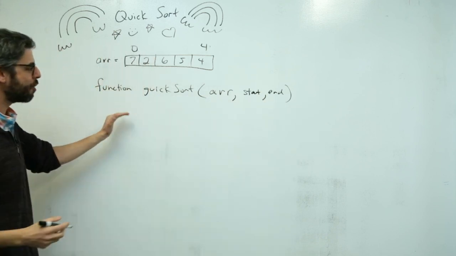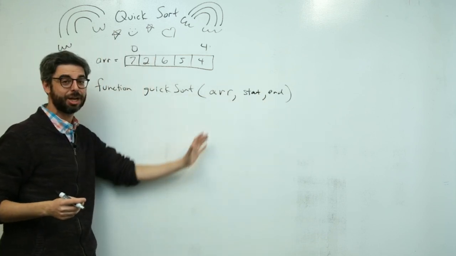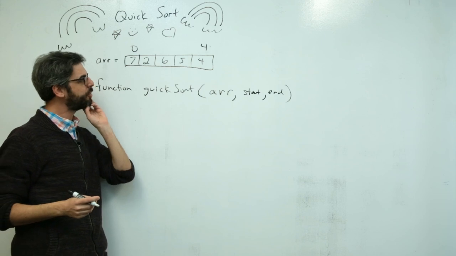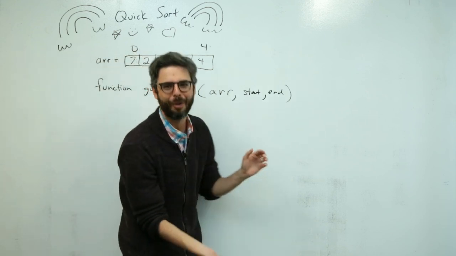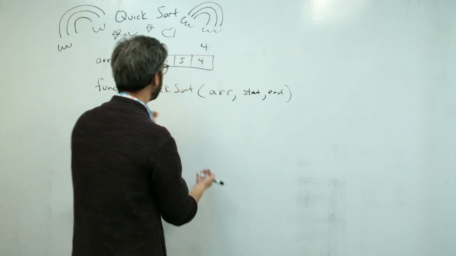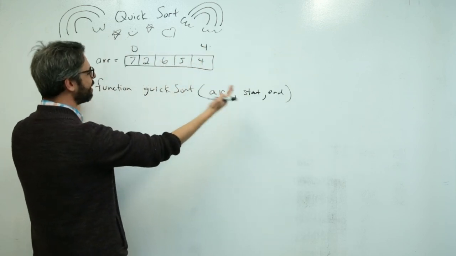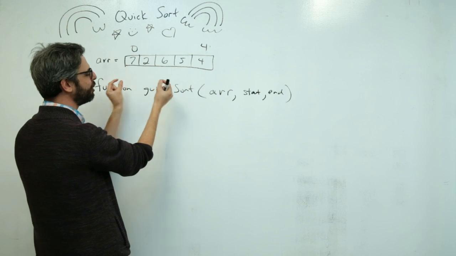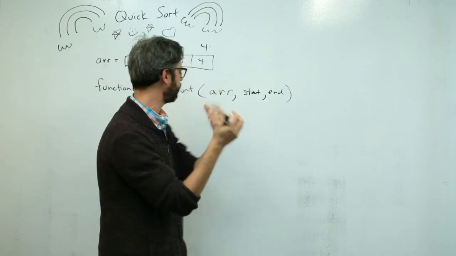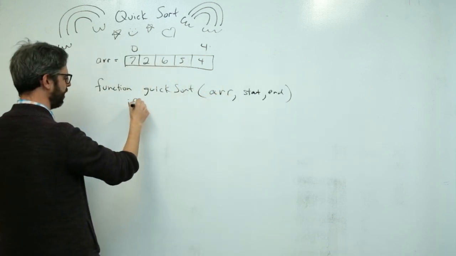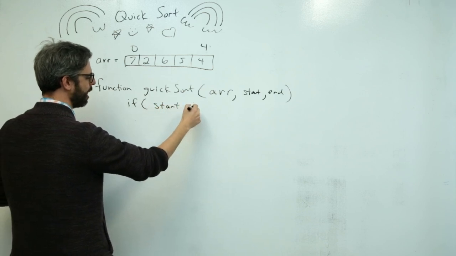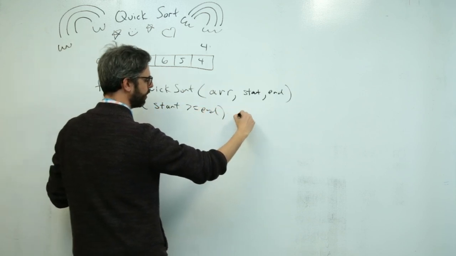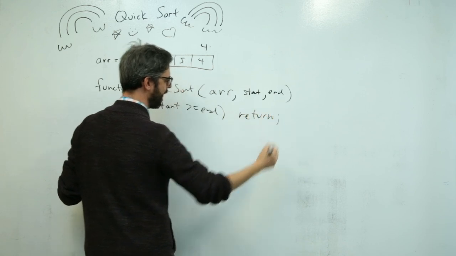One thing I'm going to want to check, since this is a recursive algorithm, is that start has to be before end. The array is going to recursively get subdivided and subdivided, so at some point, if start and end are in the same spot, that's when I'm done. That's going to be the first step. I could just say if start is greater than or equal to end, return. That's going to get me out of it.